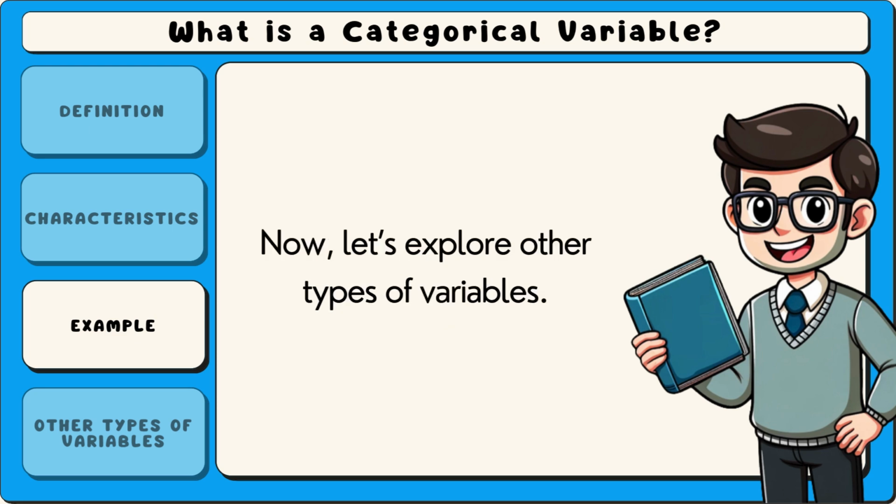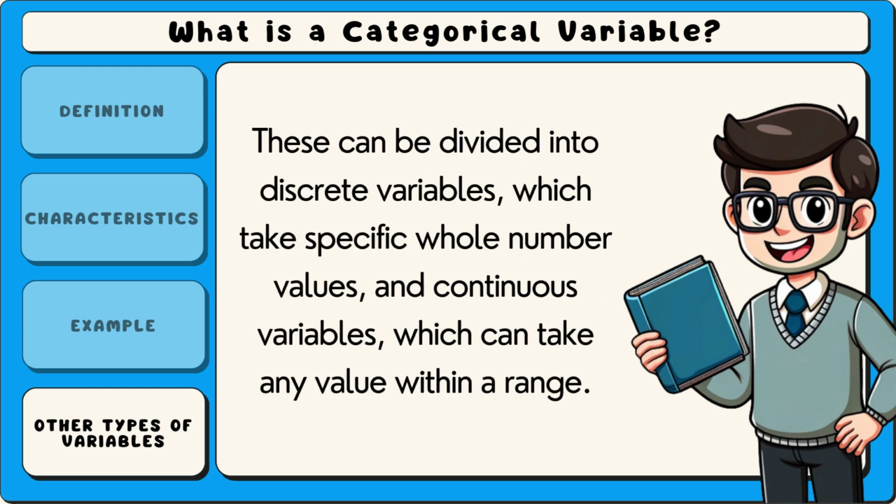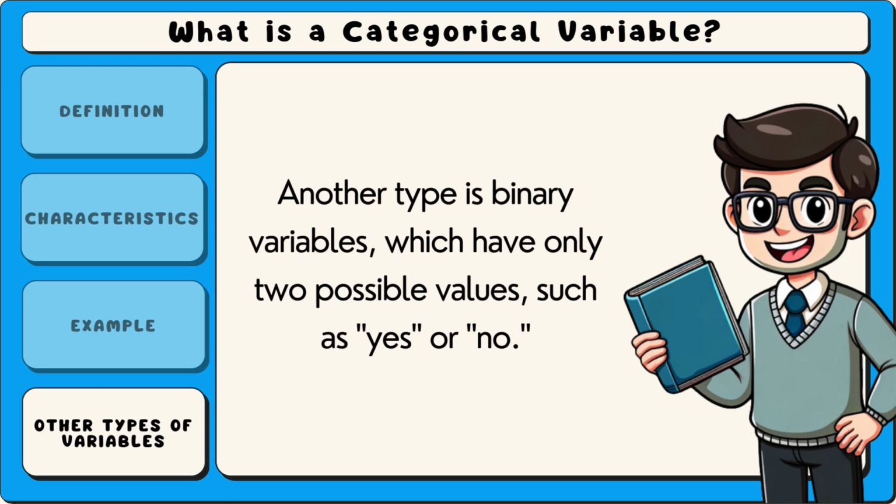Now let's explore other types of variables. In addition to categorical variables, there are numerical variables, which represent data in numerical form and allow for mathematical operations. These can be divided into discrete variables, which take specific whole number values, and continuous variables, which can take any value within a range. Another type is binary variables, which have only two possible values, such as yes or no.